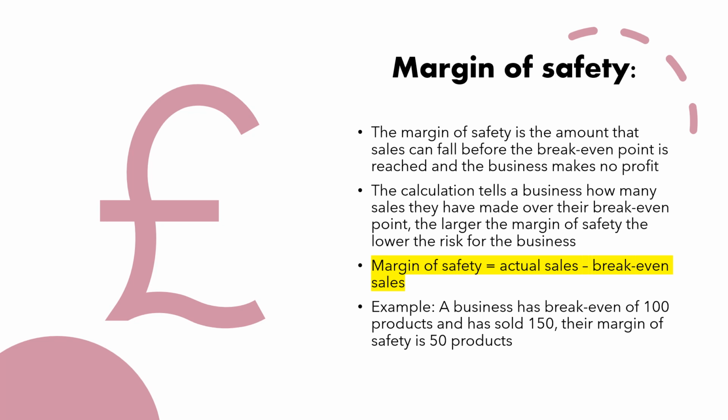For example, a business has a break-even of 100 products and has sold 150. So the margin of safety is 50 products.